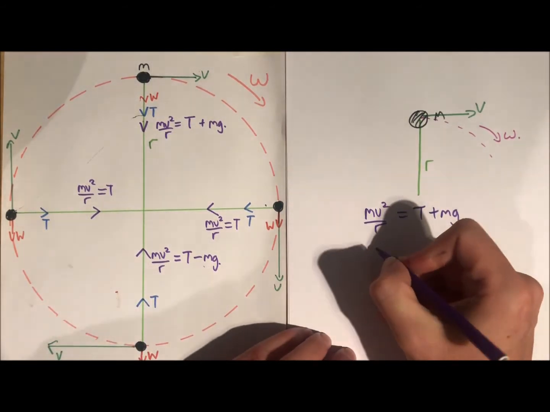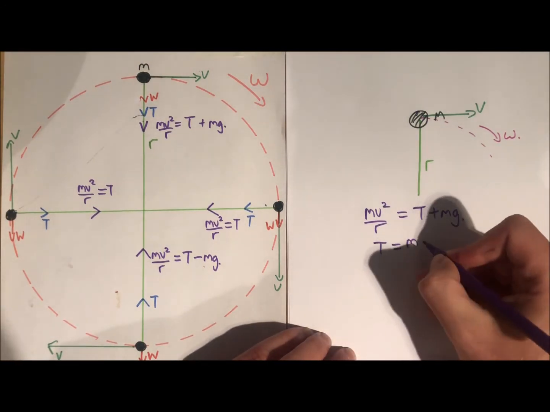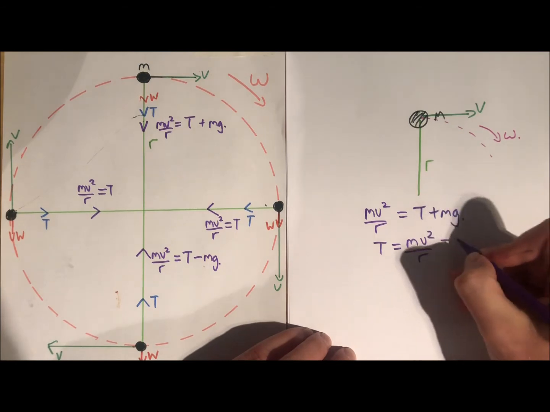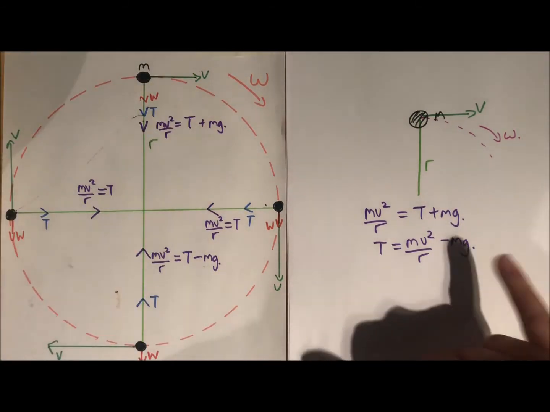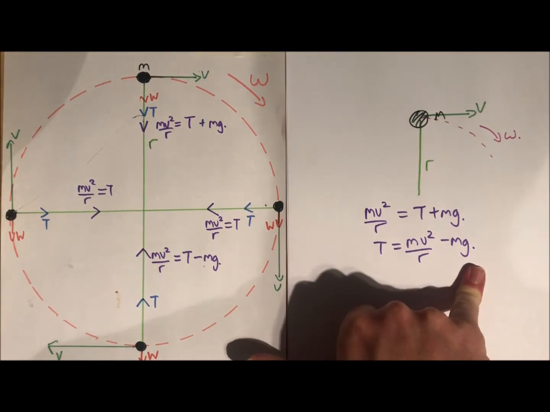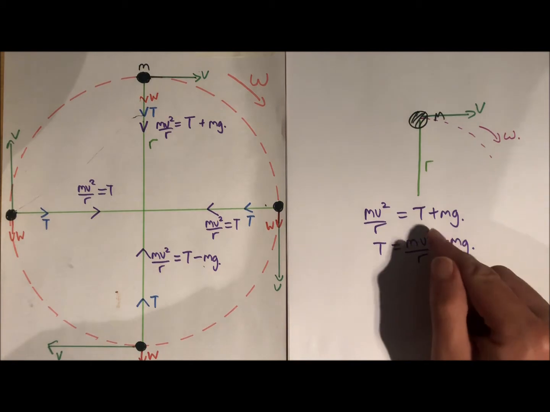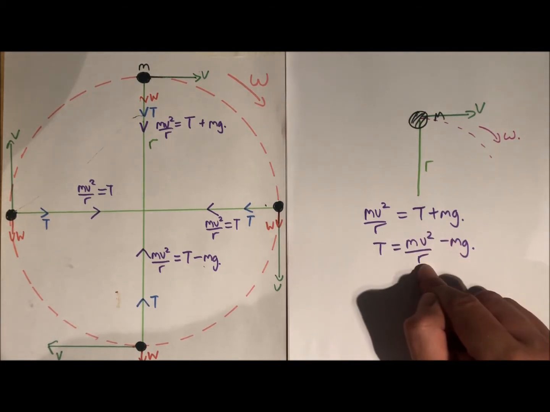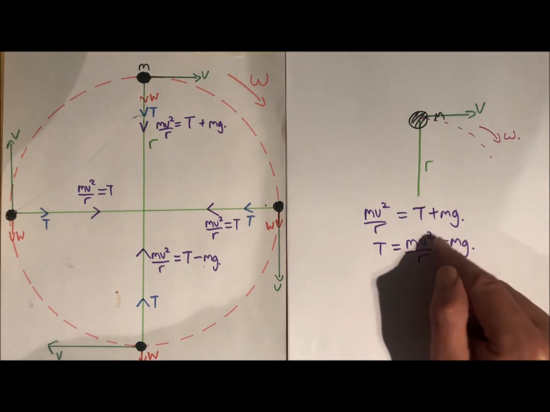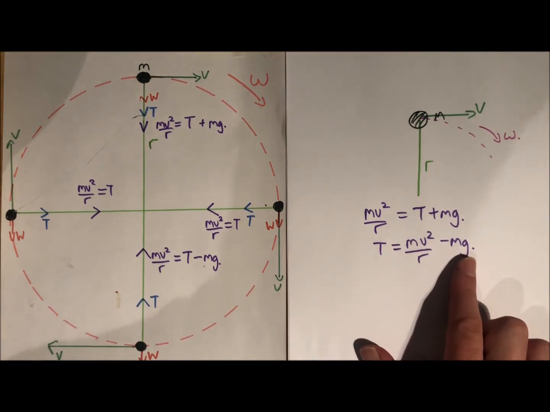If we rearrange that, we get T equals mv squared over r minus mg. There is a point here to consider that mg is constant for this mass. That's not going to change. But as v changes, the centripetal force required will change. And the centripetal force will usually be higher than mg if it's maintaining circular motion; it'll have to be.